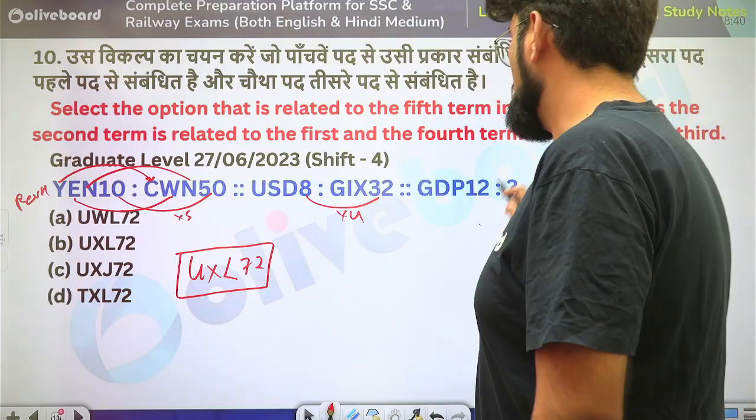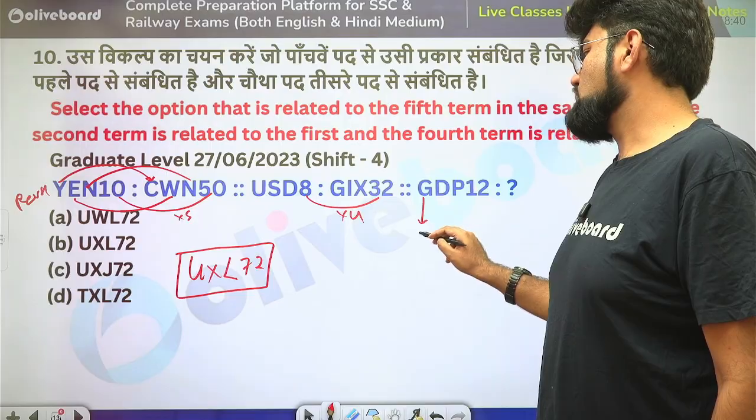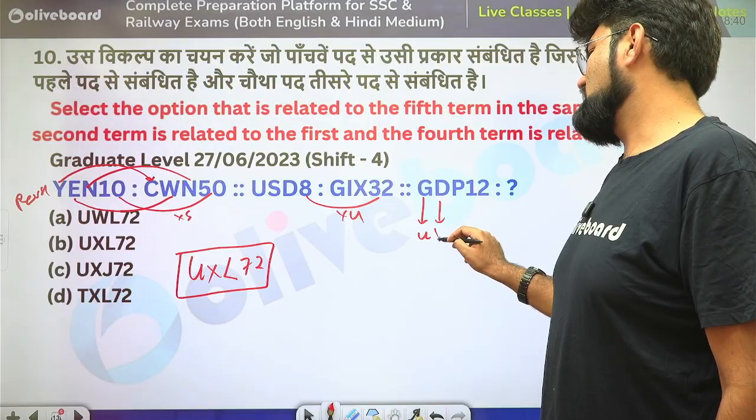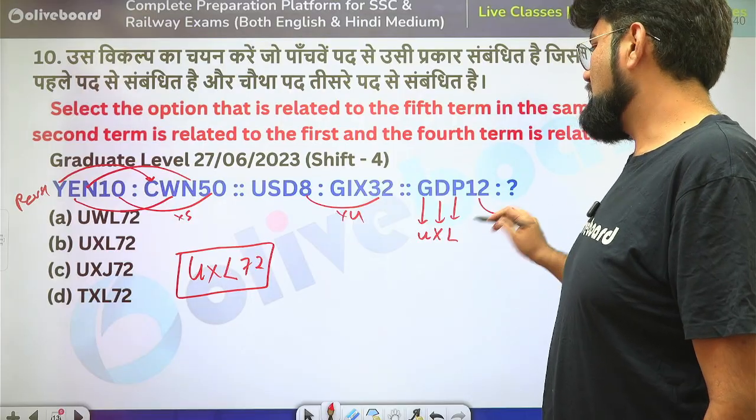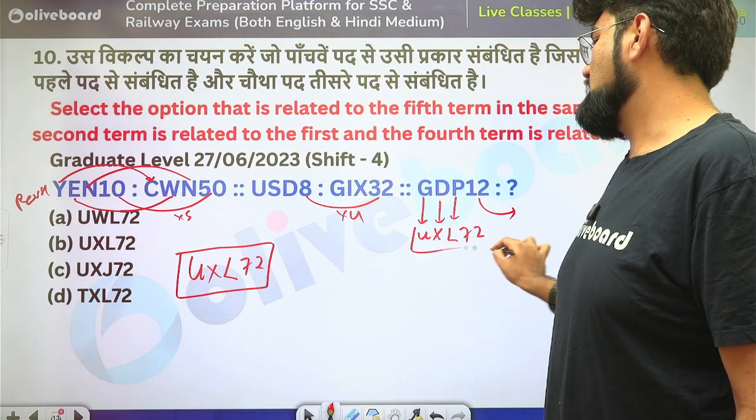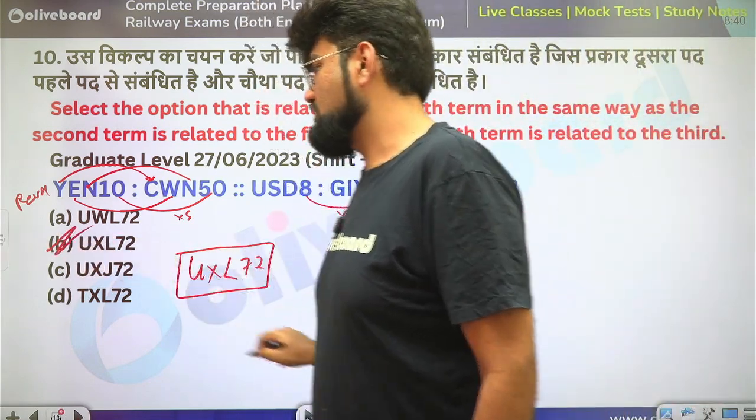Anyways, let's check it here. So G reverse is T +1 is U. D reverse is W +1 is X. P reverse is K +1 is L. And 12. But how? We know that 72 only is a possibility. So our prediction was right in this case. Option B is the correct answer.